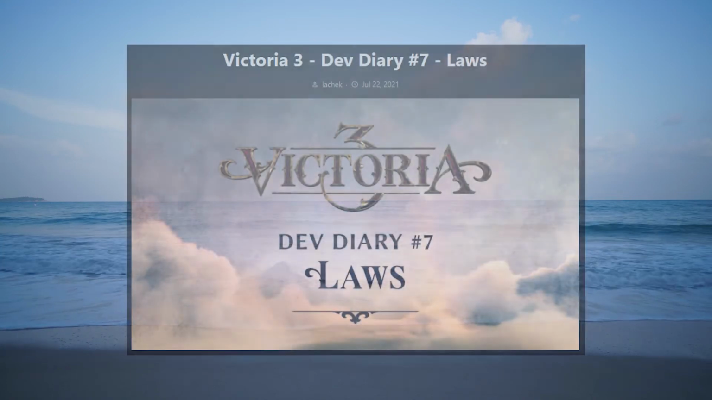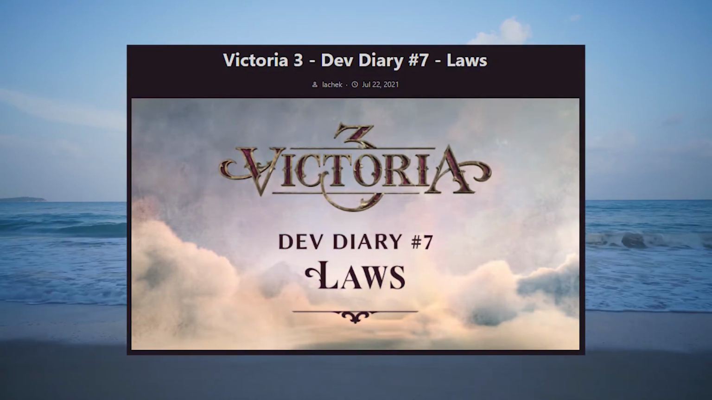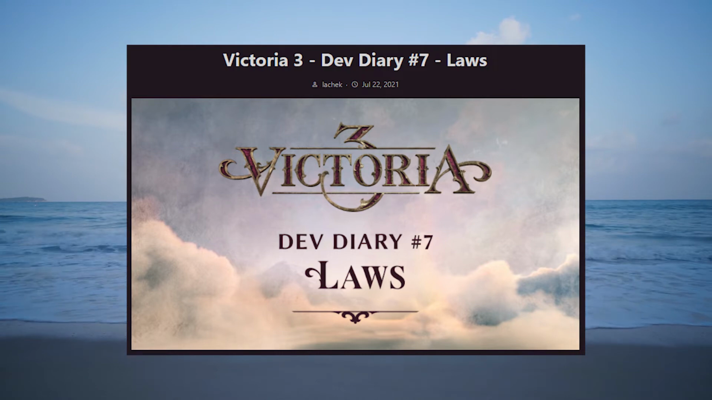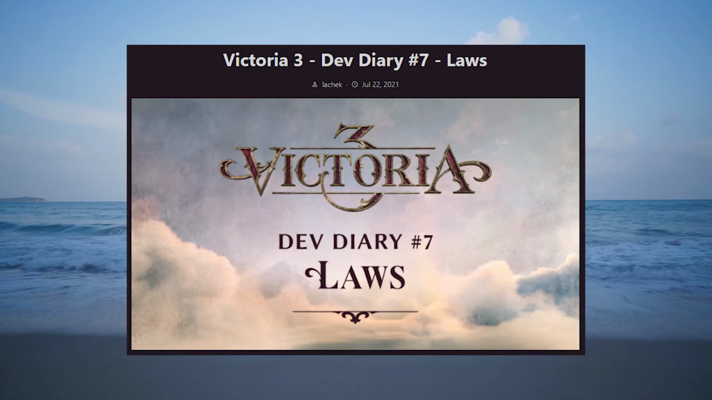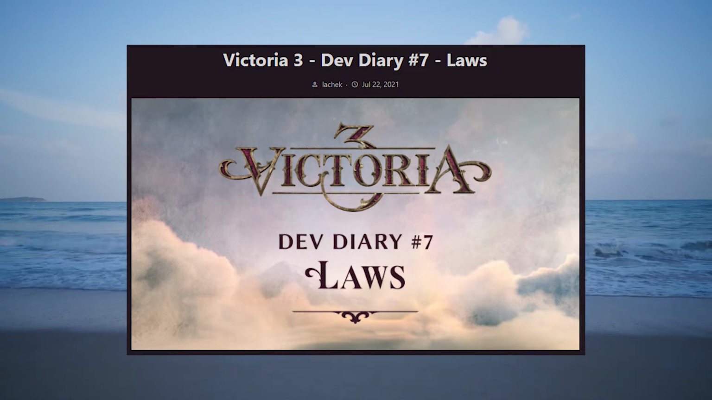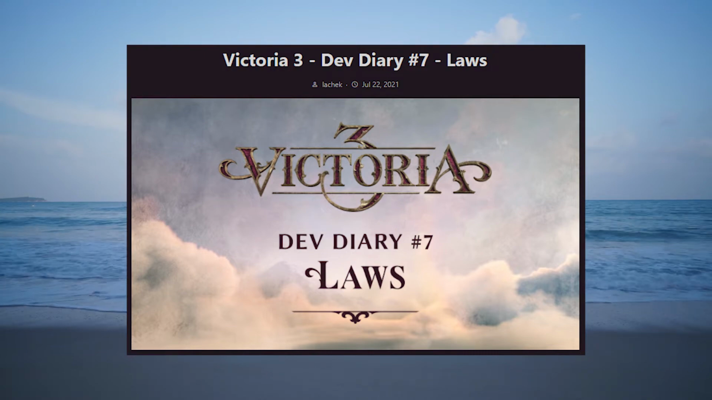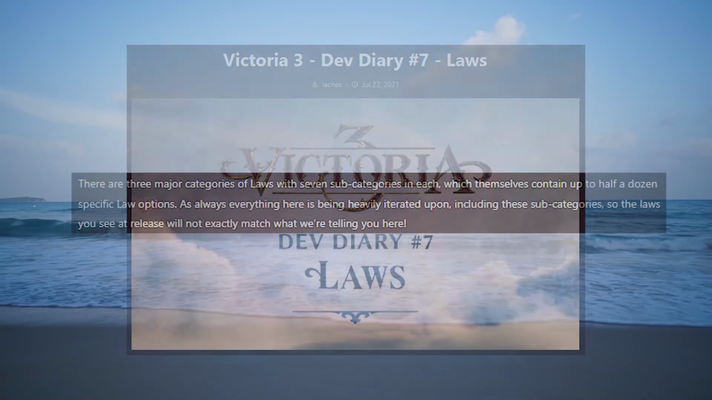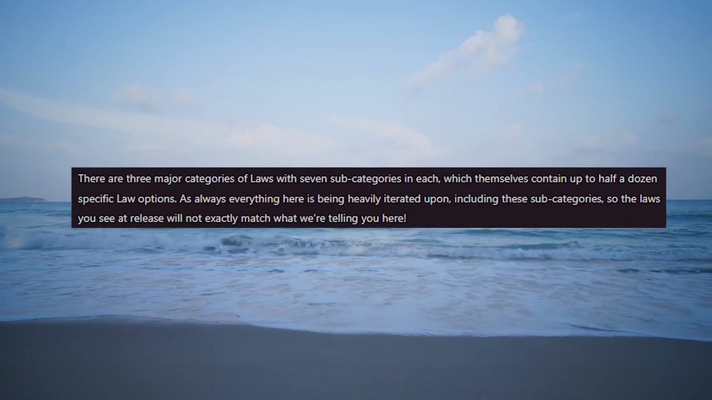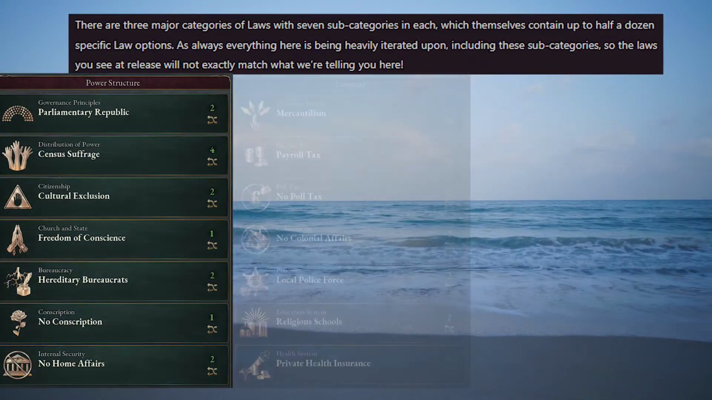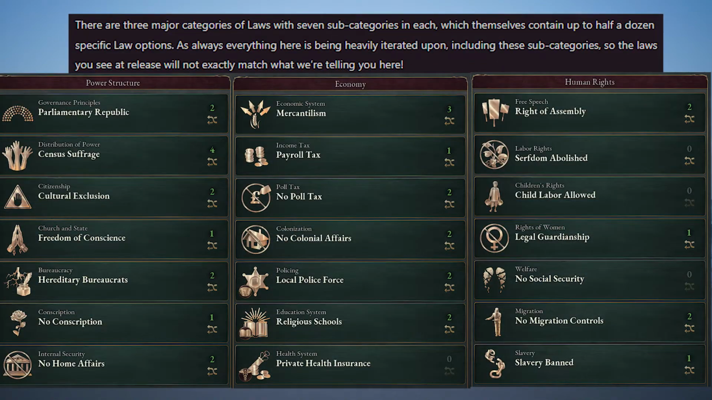Victoria 3's Dev Diary number 7, entitled Laws, was posted on July 22, 2021. In it, we were given a preview of the system through which you may change the fabric of your nation. Laws are split into 3 major categories: power structure, economy, and human rights, each containing 7 subcategories, and each of those containing up to half a dozen options when it comes to how your nation operates.